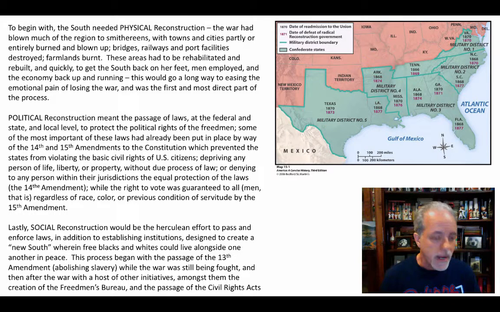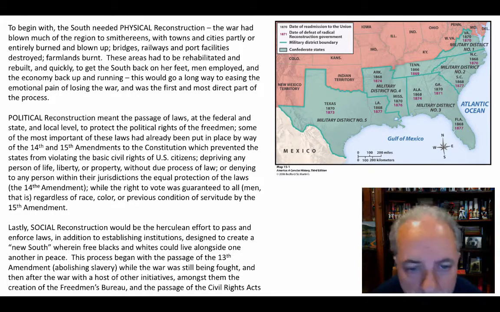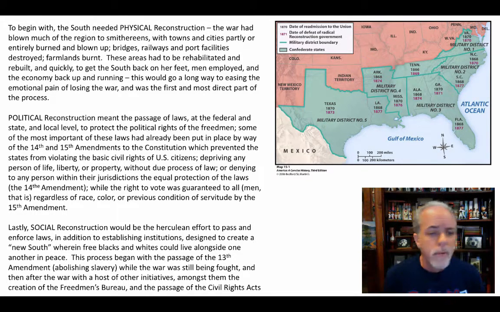Political reconstruction meant the passage of laws at the federal and state and local level to protect the civil rights of the freedmen. Some of the most important of these laws had already been put in place by way of the 14th and 15th Amendments to the Constitution, which prevented the states from violating the basic civil rights of U.S. citizens, depriving any person of life, liberty, or property without due process of law, or denying to any person within their jurisdictions the equal protection of the laws. That was the 14th Amendment, while the right to vote was guaranteed to all men, that is, regardless of race, color, or previous condition of servitude by the 15th Amendment.